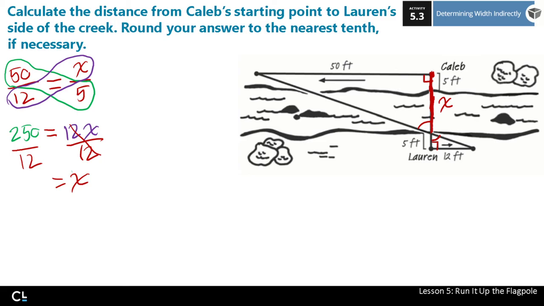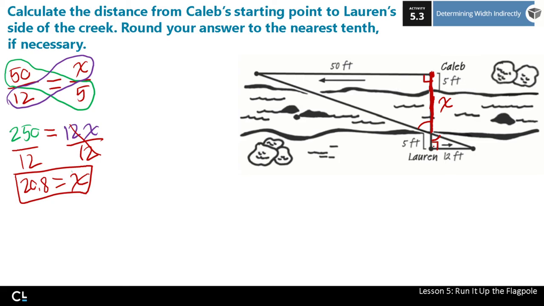We get 20.83 repeating. So we're just going to round it to 20.83. Oh, sorry. It says the nearest 10th. Good thing I read the directions. It says round your answer to the nearest 10th. That's the first decimal place. This is just going to be 20.8. So that is our answer. That is the distance from Caleb to that point right there.